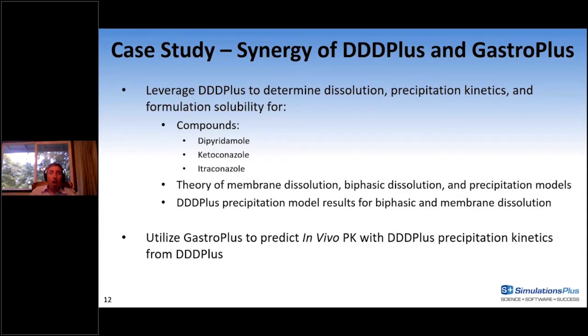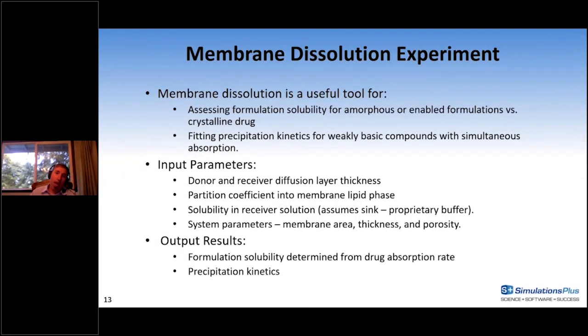So the membrane dissolution experiment, just a high-level overview. It's a dissolution tool that's useful for assessing formulation solubility for amorphous or enabled formulations versus crystalline drug. If the dissolution rate is not the limiting mechanism, it allows you to look at the free drug in solution, because that's the driving force for the permeability of the drug through the membrane and into the receiver solution. So it can directly assess the solubility of the formulation.